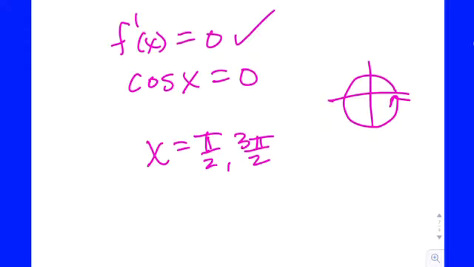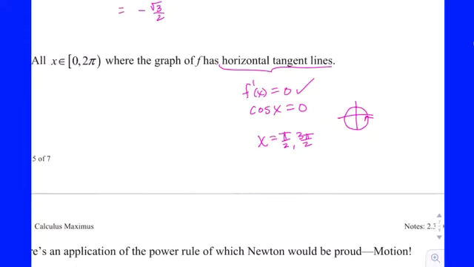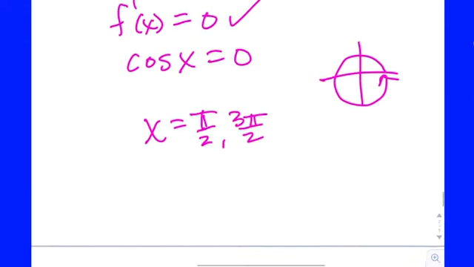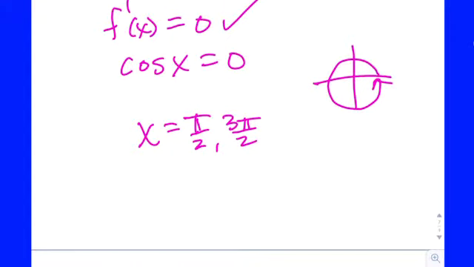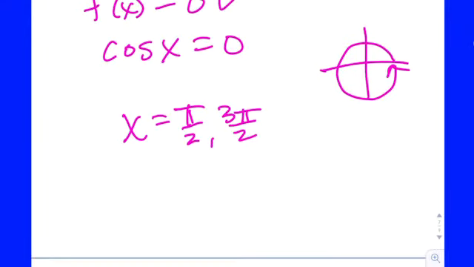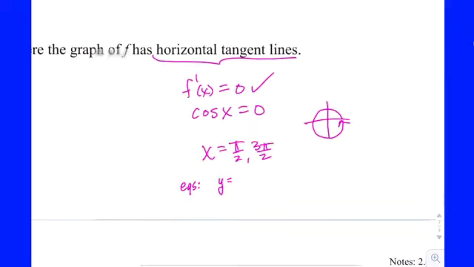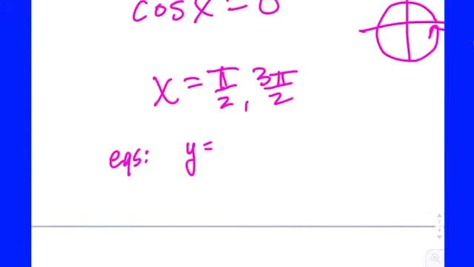Yeah. So at both of those. So those are the locations where we have horizontal tangent lines. Could we write the equations of the horizontal tangent lines there? We could. Let's do that. What are the equations of the horizontal tangent lines? Oh, yeah, how would we do that? Is it y equals 0 because they're horizontal, their slope is 0?